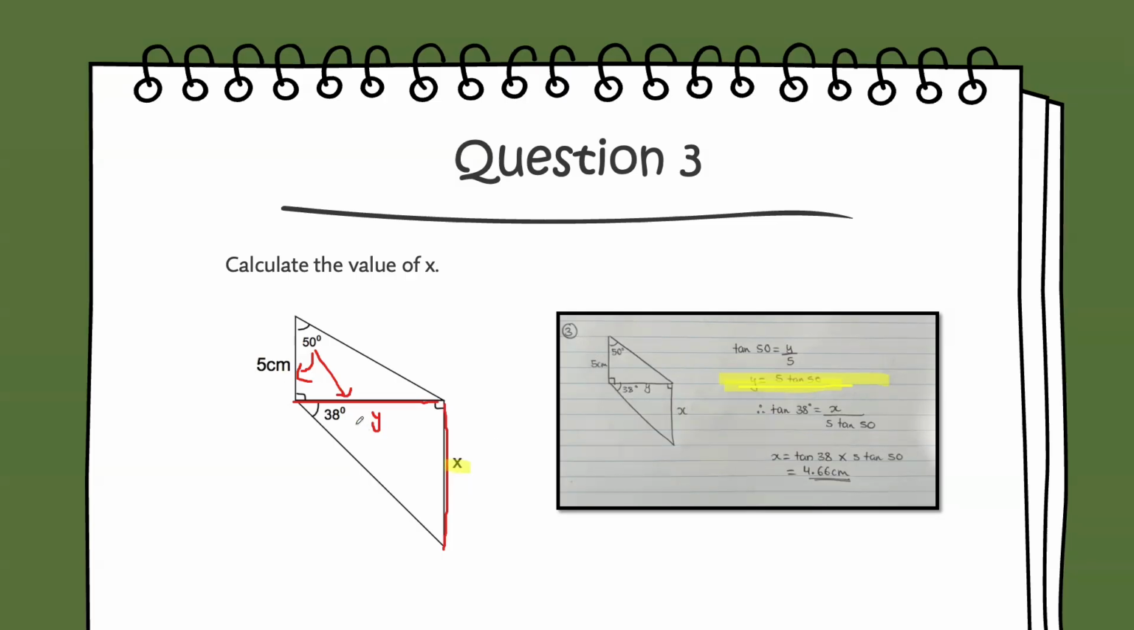So now again, we have this angle here, 38, and we want to find this opposite side, and we know this adjacent side. So again, we're going to be using the tan formula. So tan 38 is equal to the opposite side, which is x, over the adjacent side, which is 5 times tan 50. So that means that x is equal to tan 38 times 5 times tan 50, which gives us our 4.66 centimeters.